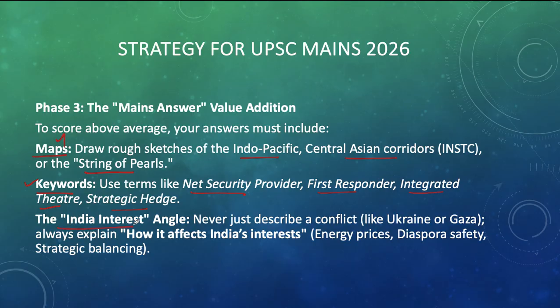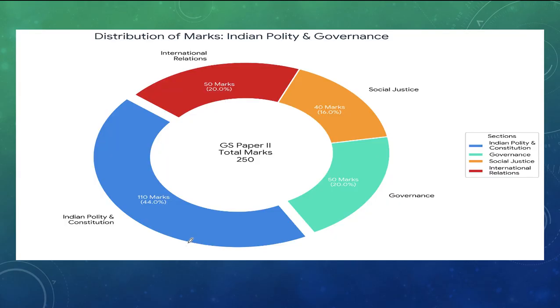And in the interest angle, whatever questions they are asking, always try to correlate with how it affects India's interest. By that, you can fetch maximum marks in UPSC Mains answer writing, students. Okay, let's now focus on the distribution of marks in GS Paper 2. The first priority is given to Indian polity and constitution. Then you can move on to governance. Then you can come to international relations. And the final component, you can move to social justice. This is a priority order based on the distribution of marks, students.